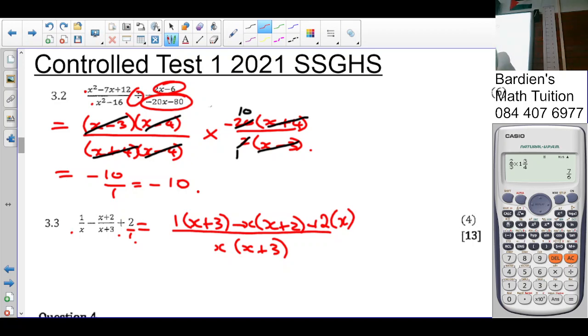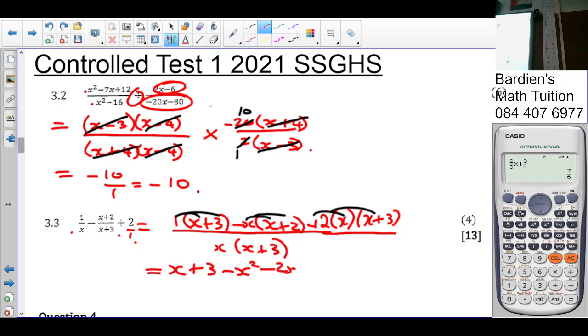Okay. X into x plus 3. Good, correct? Now why do you only say x? So what we do now, get rid of the brackets. So 1 times x is x plus 3, negative x squared minus 2x. Multiplying positive 2x in, they give you positive 2x squared plus 6x. And this is all over x into x plus 3.